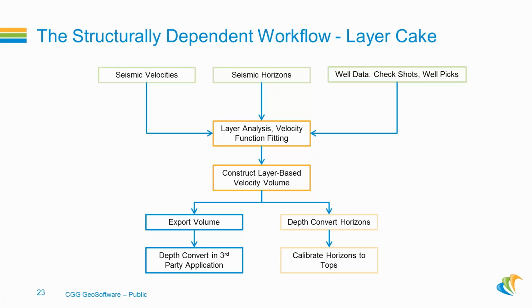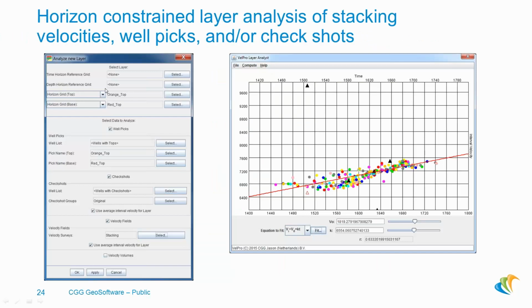Moving forward in the next part of the workflow, we can add an additional data type. In this case, it is going to be seismic horizons. We are using the layer analysis to calculate the best equation for every event, and we construct the layer-based model in the velocity model. How does it work? In our layer analysis, we have to select the top and base horizons, and the corresponding pick name for the top and base. We can add the check shot that we have available for the wells in our project, and if we have velocities available, we can add those velocities also.